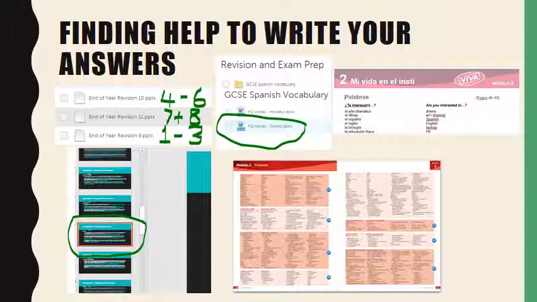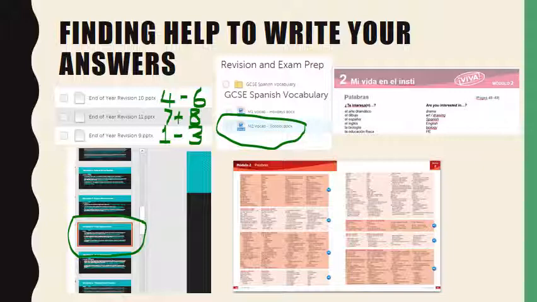Okay, so if you click on those PowerPoints, you'll find that a few slides down there are some models of what language looks like at the different levels that the exam board grades them at. So you've got basic, variety and complex. You'll also find that they're split into past, present and future time frames, which is why I would suggest it's a good idea for you to know which time frame each question is asking you to write in.